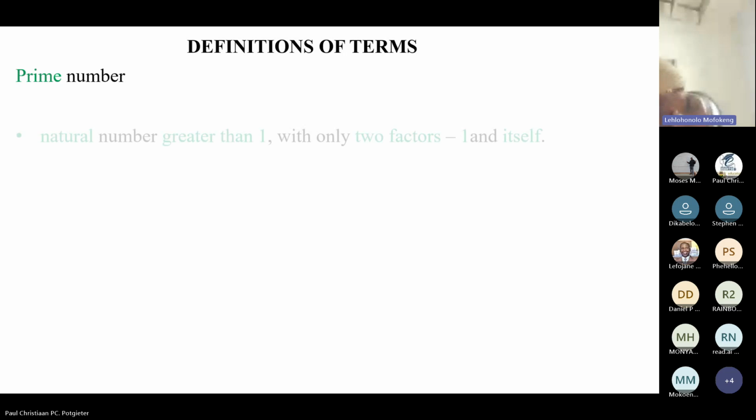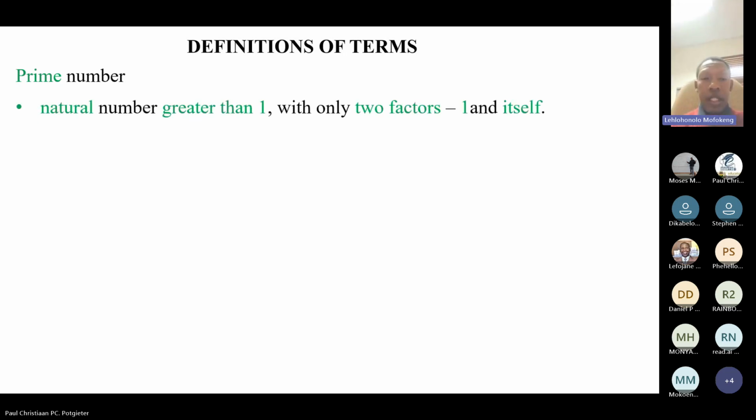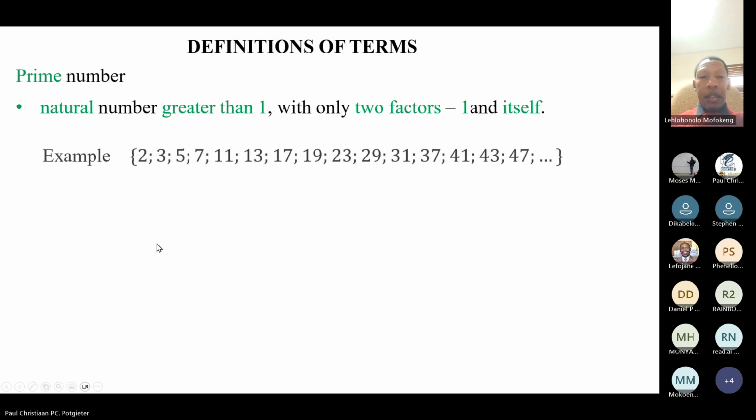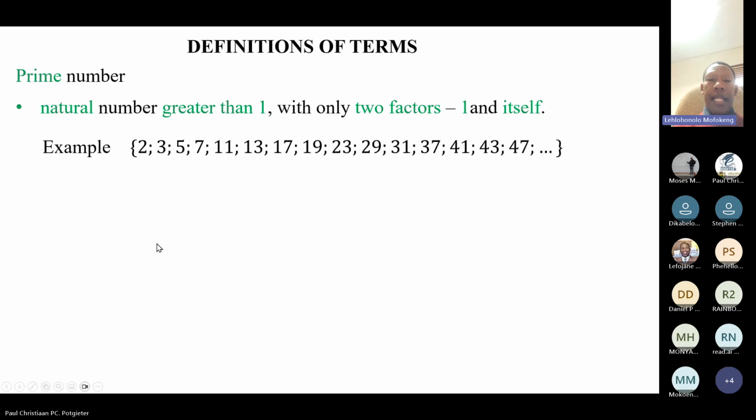And then we are also going to look into the issue of a prime number. A prime number is a natural number greater than 1 with only two factors, 1 and itself. These are the examples of prime numbers between 1 and 50.